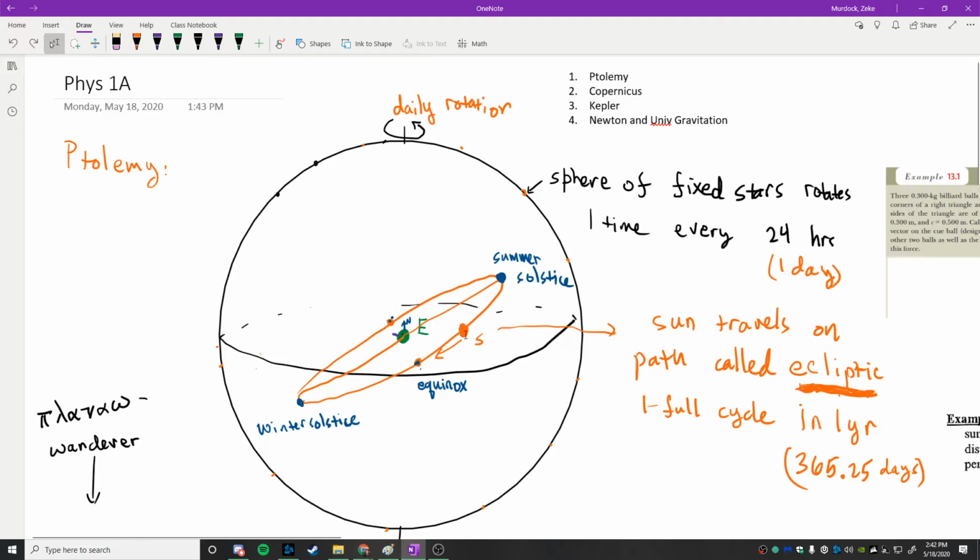And he also believed that the sun traveled on a path called the ecliptic. That's this orange line right here. And it basically went along the ecliptic one time every year. It goes around once. And that provides the observations.